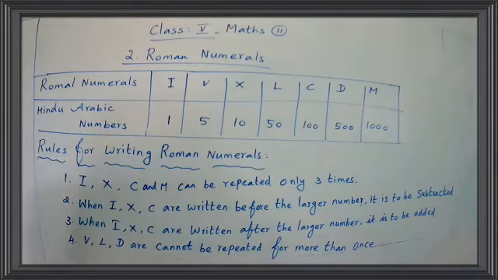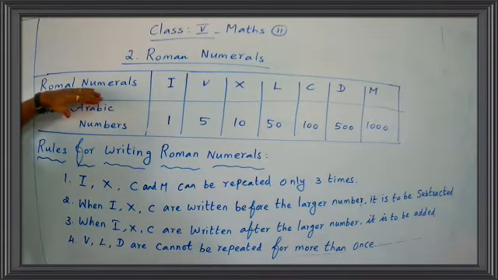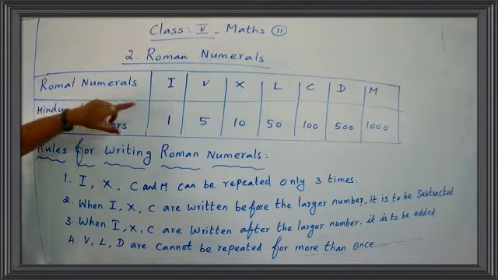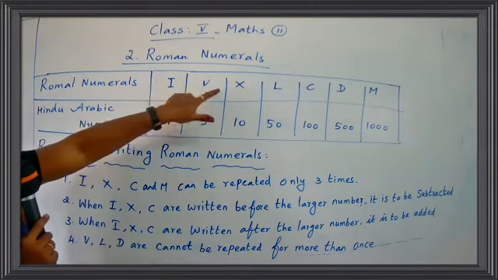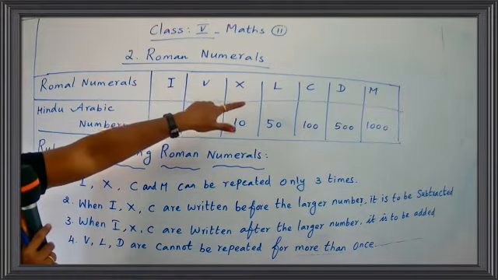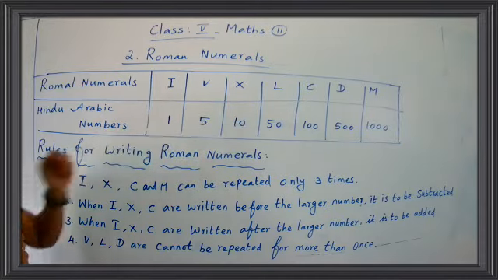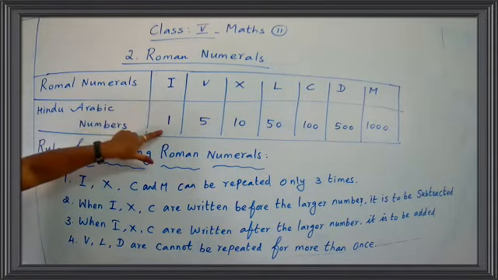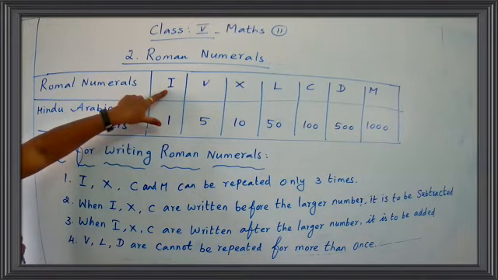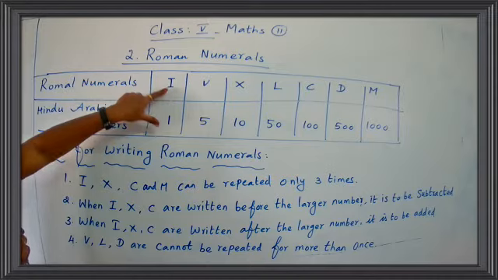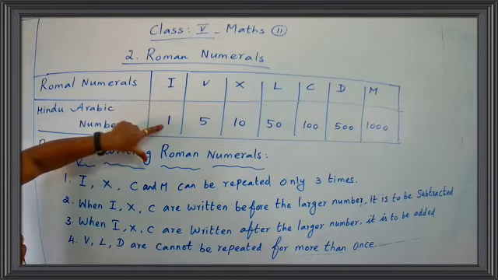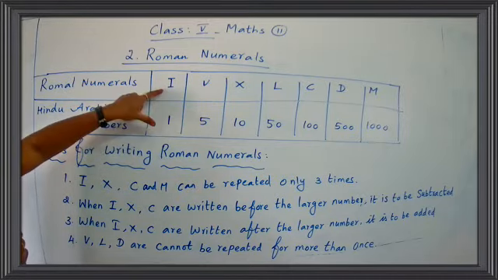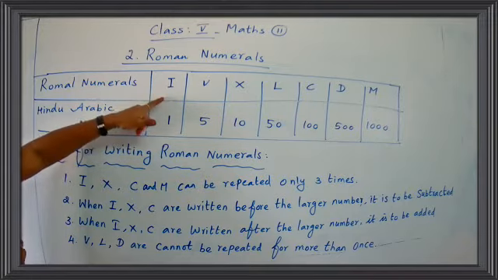All of you listen carefully. How many symbols do we have in Roman numerals? 7 symbols, that is I, V, X, L, C, D and M. Here I stands for 1. So if we want to write 1 in Roman numerals, how do we write it? I. So I stands for 1, and 1 stands for I.